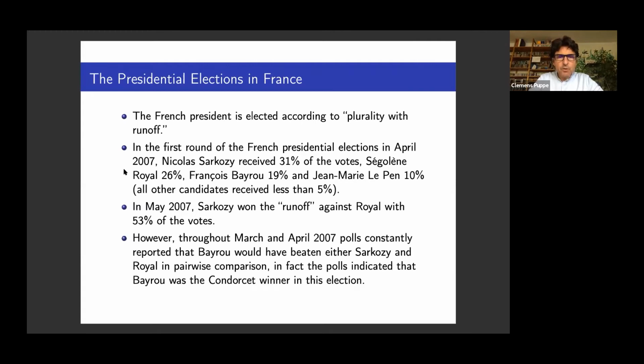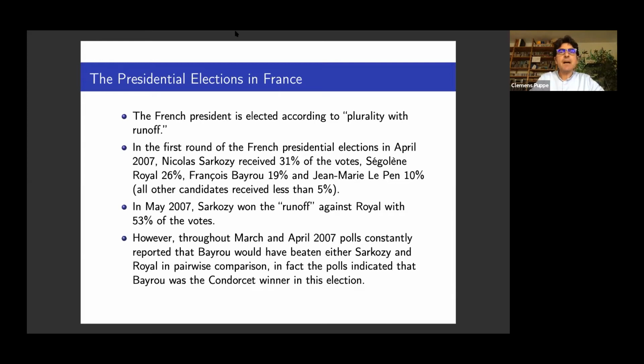I want to show you that all what we have talked about has real effect. It is relevant in the real world. And the example that I want to show you is the French presidential elections, which is one of the large-scale elections that is done by the method of plurality voting.